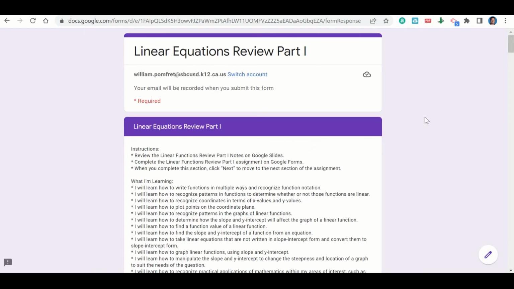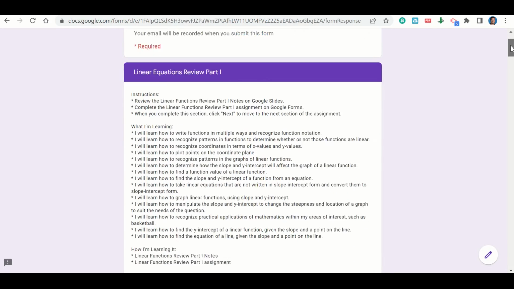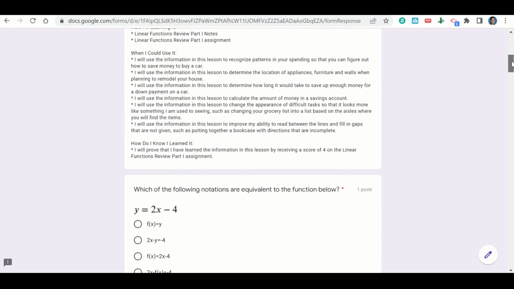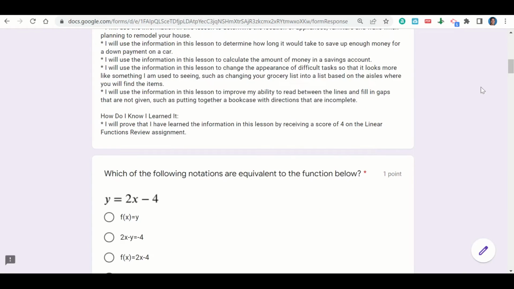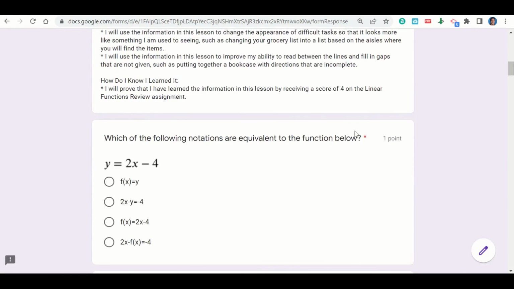Let's take a look now at the Linear Equations Review Part 1 assignment. The assignment begins with the learning goals and success criteria, and if we scroll down, we can see the questions for this assignment. So the first one says, which of the following notations are equivalent to the function below? It says y equals 2x minus 4. And what we should remember is y and f of x mean exactly the same thing. So all I would do is change y to be f of x. So this should say f of x equals 2x minus 4. And that's this one here.